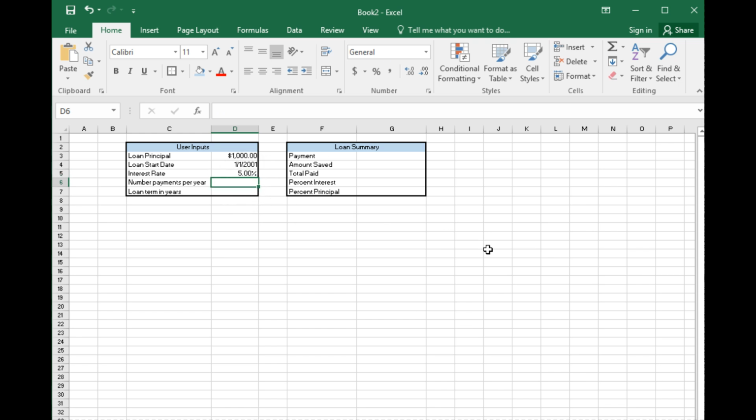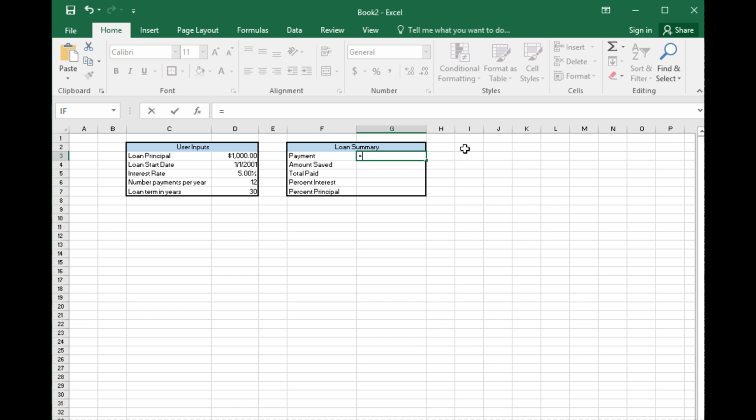Number of payments per year. Typically, this is always 12, a monthly payment for most amortized loans. The loan term in years, we would like to accommodate up to 30 years. It's, standardly, the longest loan. In practicality, the longest loan that you will be allowed to take out is 30 years. There are some 35-year loans, but they're rare, I think.